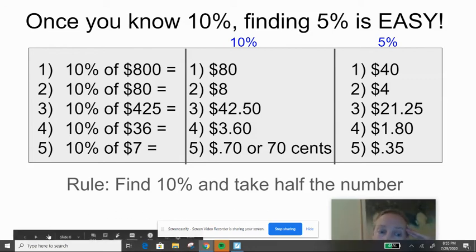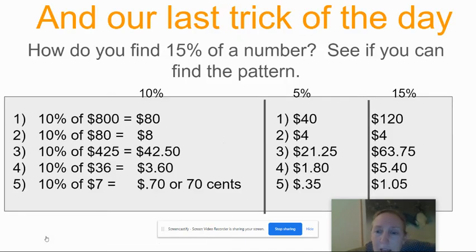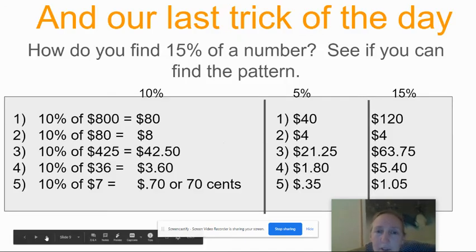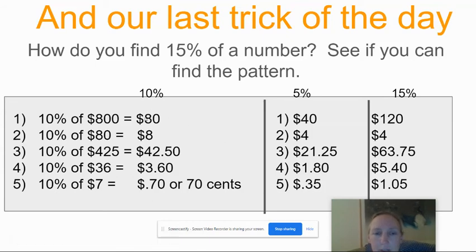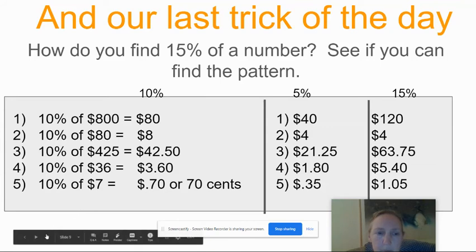This is just crazy. It's so easy, right? And the last trick of the day is, how do you find 15%? This one's a little harder to find the pattern. So you're looking at 10% is 80, 5% is 40, and 15% is 120. So go ahead and pause the video so that you can study each of these numbers and see if you can come up with a pattern.